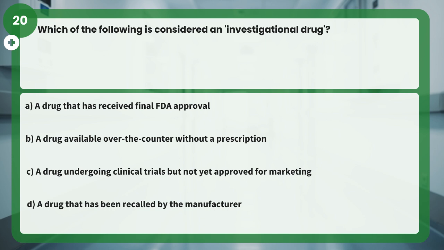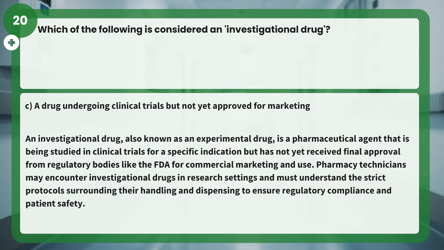Question 20. Which of the following is considered an investigational drug? A. A drug that has received final FDA approval. B. A drug available over the counter without a prescription. C. A drug undergoing clinical trials but not yet approved for marketing. D. A drug that has been recalled by the manufacturer. Answer C. A drug undergoing clinical trials but not yet approved for marketing.